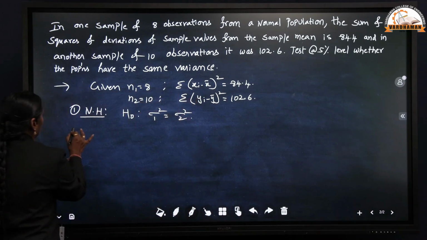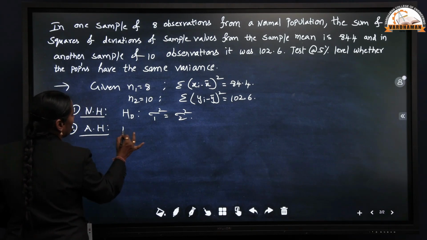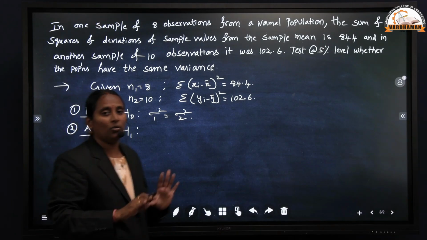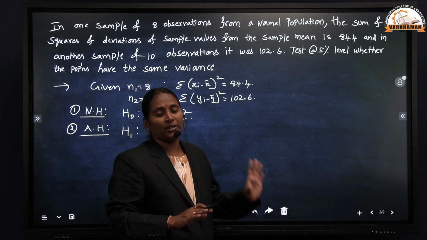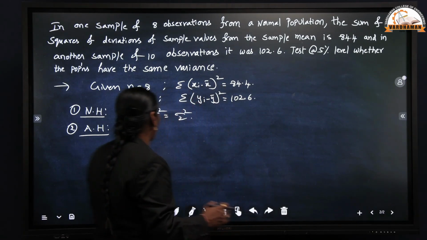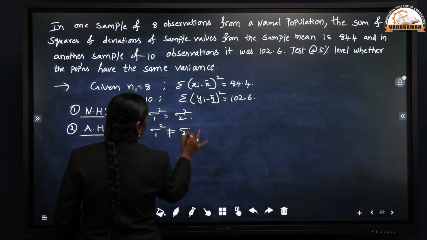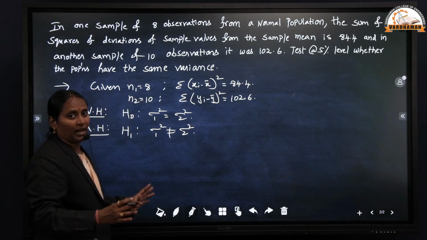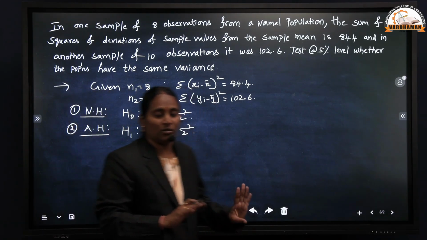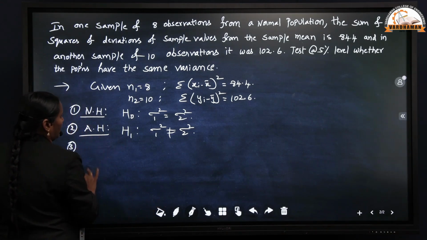The second step is the alternative hypothesis. In the given problem, they do not say that the variance will increase or decrease, so they are asking only to check whether there is any significant difference in the two population variances. So H1 is sigma 1 square is not equal to sigma 2 square. No need to write the type of the test because we follow only the F test, so there is no two tail, right tail or left tail.